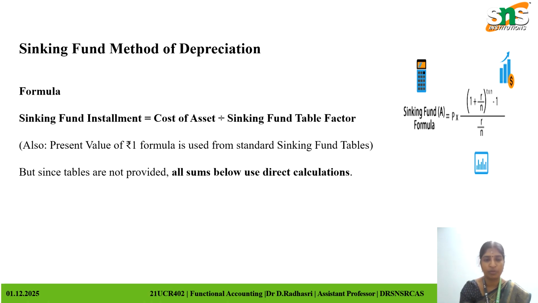In the sinking fund installment method, the cost of the asset is divided by the sinking fund table factor, that is, A by S n, r. This formula is used for the standard sinking fund tables. But when the table is not provided in the sums, it can be given as a direct calculation, which can be used to convert the cost of the asset into the sinking fund table factors.